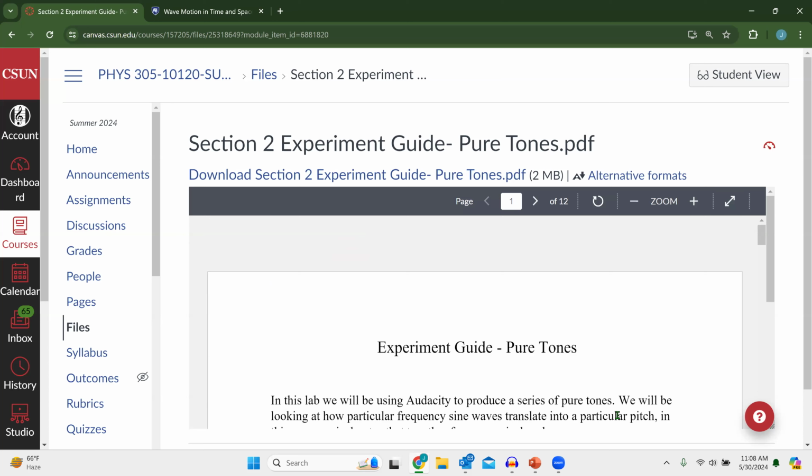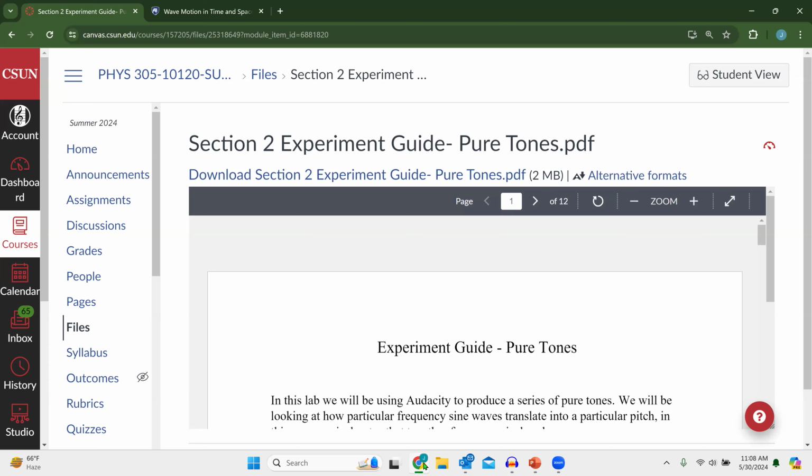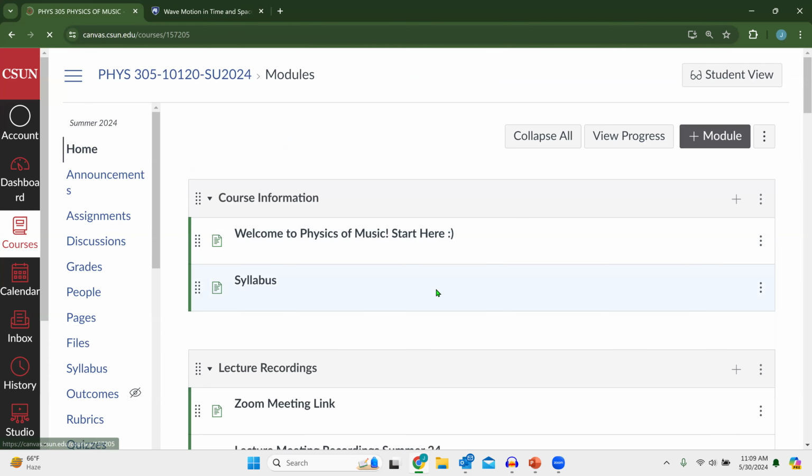So what we're going to do right now is go ahead and take a look at how you do this. So I'm going to open up my Audacity here. Share sound. Audacity, great. So this is what my Audacity looks like when I open it up. If you've got Mac, it's going to probably look a little bit different.